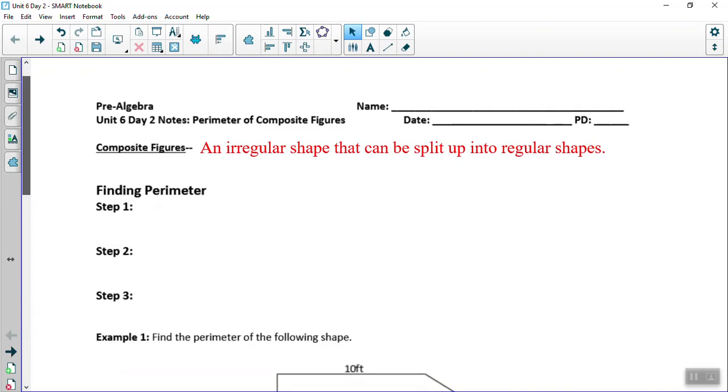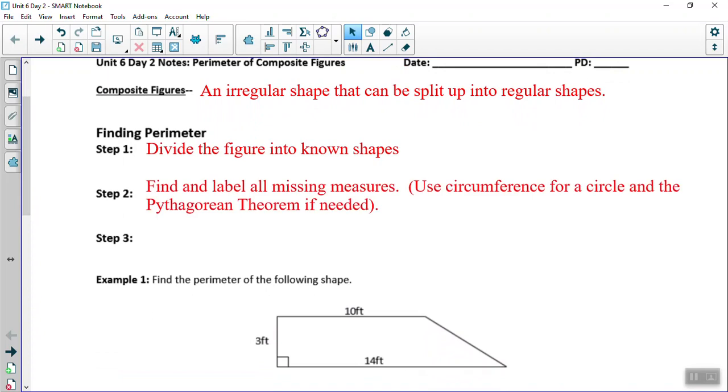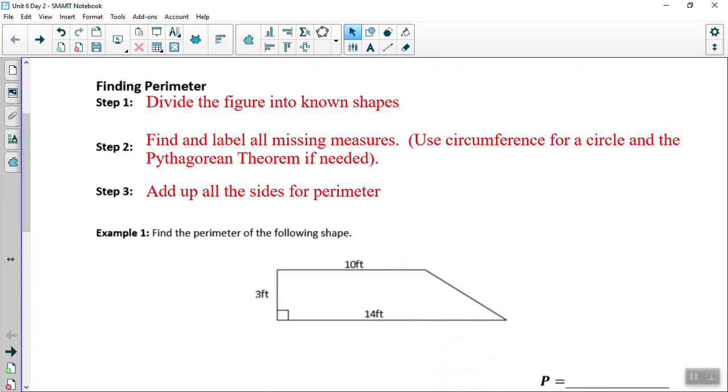So first, a few steps for finding the perimeter. First step is divide the figure into known shapes, so into squares, rectangles, and triangles. Step 2, find and label all missing measures. You will use circumference for a circle and the Pythagorean theorem if needed to find a missing side of a right triangle. Add up all the sides for the perimeter. I'm going to be a little more specific: add up all of the outsides for the perimeter. Anything that's inside the shape we won't include.